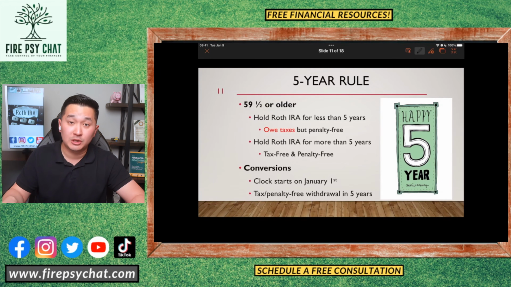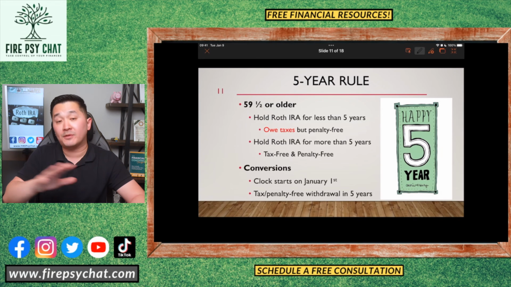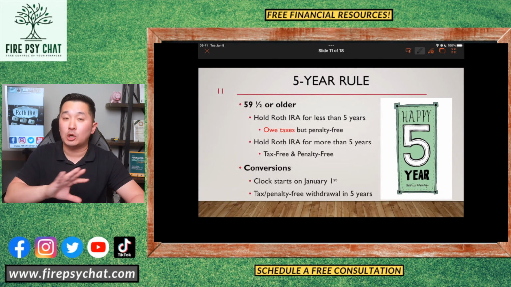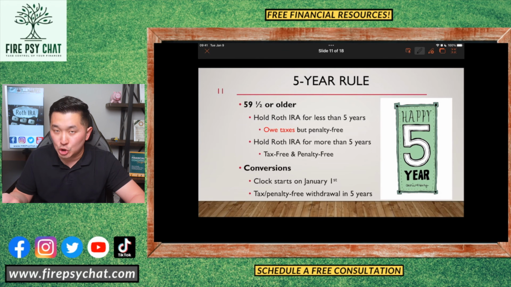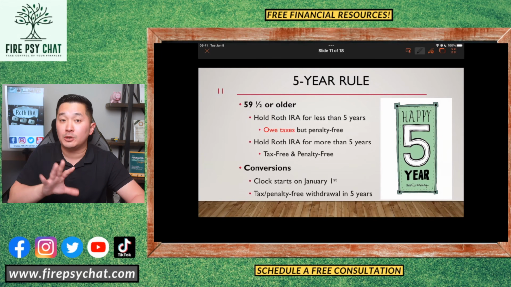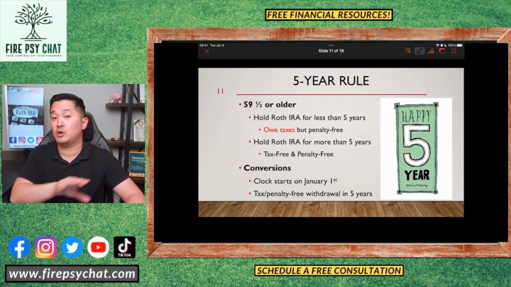In order to collect your Roth IRA tax-free and penalty-free at 59 and a half, you need to have your Roth IRA open for at least 5 years. So if you're 57 right now and just open a Roth IRA this year, you'll need to wait until you're 62 to withdraw the interest and earnings inside your Roth IRA. But you can take out the contributions at any time. That is a separate thing that I just talked about earlier.